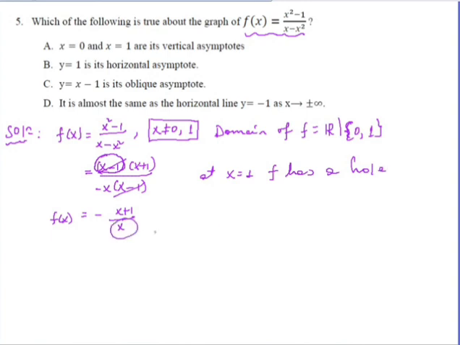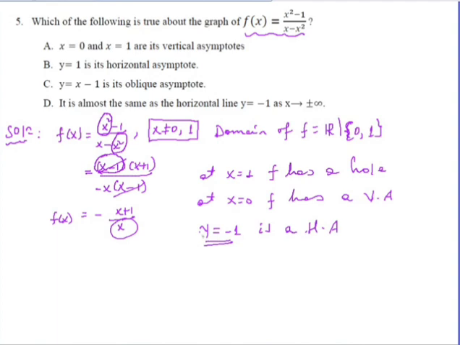Then at x equals 0, f has a vertical asymptote, and y equals minus 1 is a horizontal asymptote for the graph, because the horizontal asymptote is the ratio of the coefficients of the highest degree in the numerator over the denominator, 1 over minus 1, which is minus 1 itself.